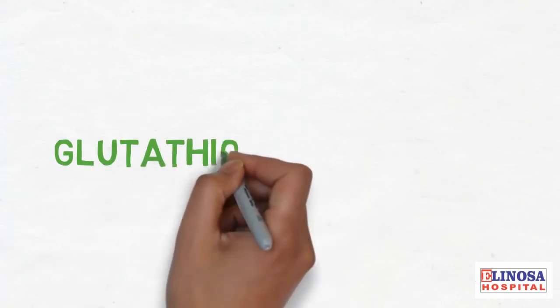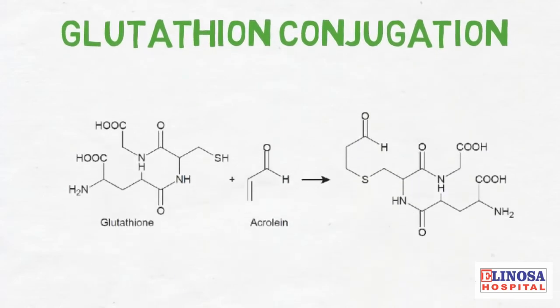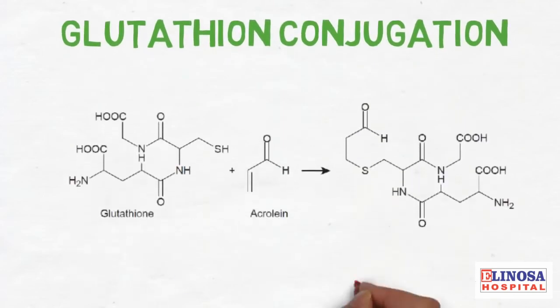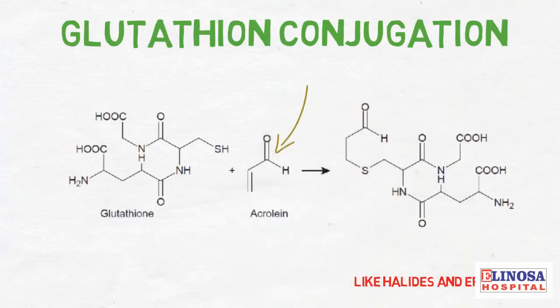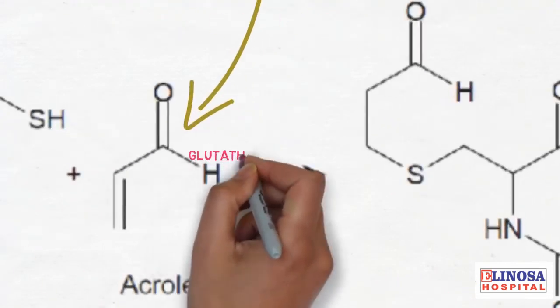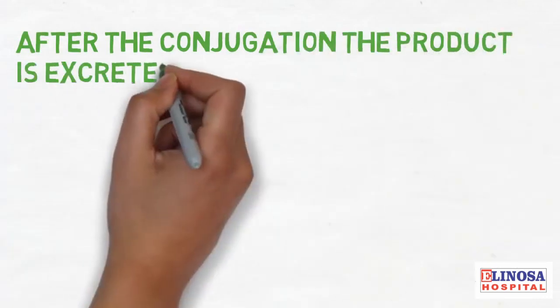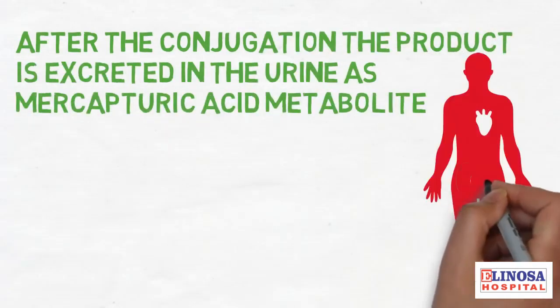Another popular reaction is glutathione conjugation, which results from the addition of glutathione molecule to an electrophilic substrate. Being a nucleophile, glutathione generally acts to detoxify the electrophiles. Glutathione S-transferase is the enzyme responsible for the reaction of glutathione with electrophiles, like epoxides and halides. After the conjugation, the product is excreted as mercapturic acid in the urine.